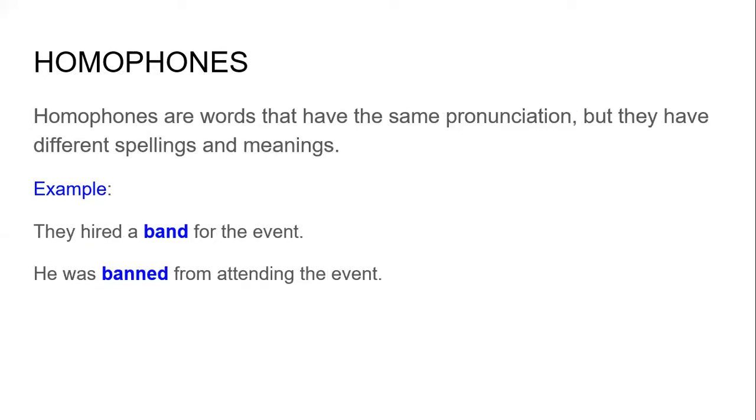Homophones. Homophones are words that have the same pronunciation, but they have different spellings and meanings. And here's an example to show you what I mean. They hired a band for the event. He was banned from attending the event. If you look carefully at the words that are highlighted in blue, you will see that they have the same pronunciation, band and band, but they have different spellings, B-A-N-D, and in the second case, B-A-N-N-E-D.